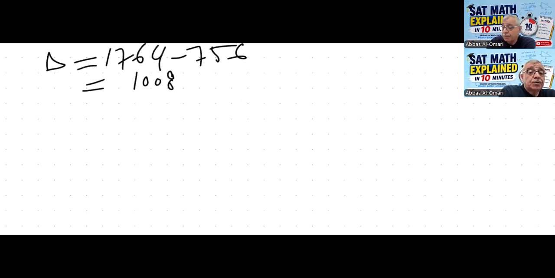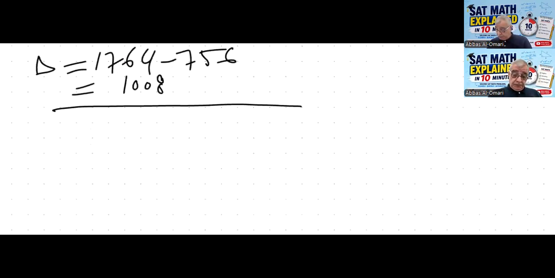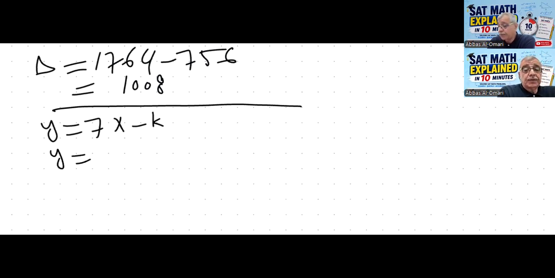Okay, let's do one more problem. So we have two functions, y equals 7x minus k, and y equals 3x squared plus 37x plus 84. So this is the other function.